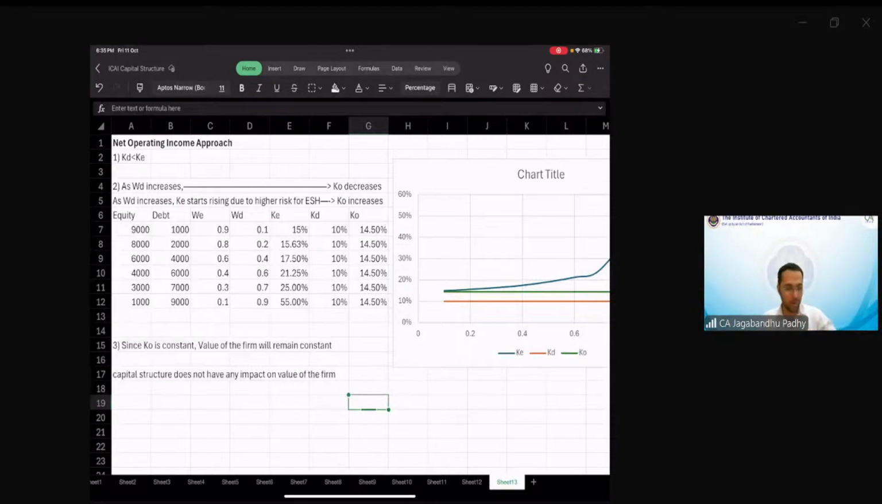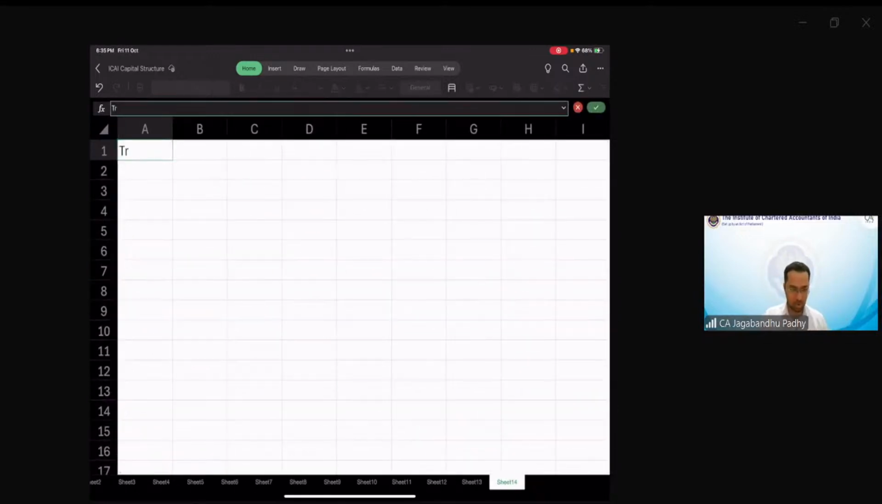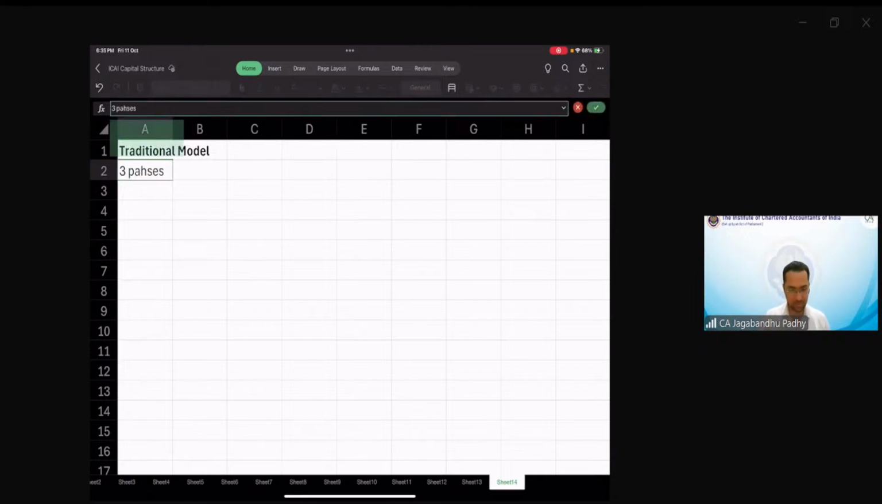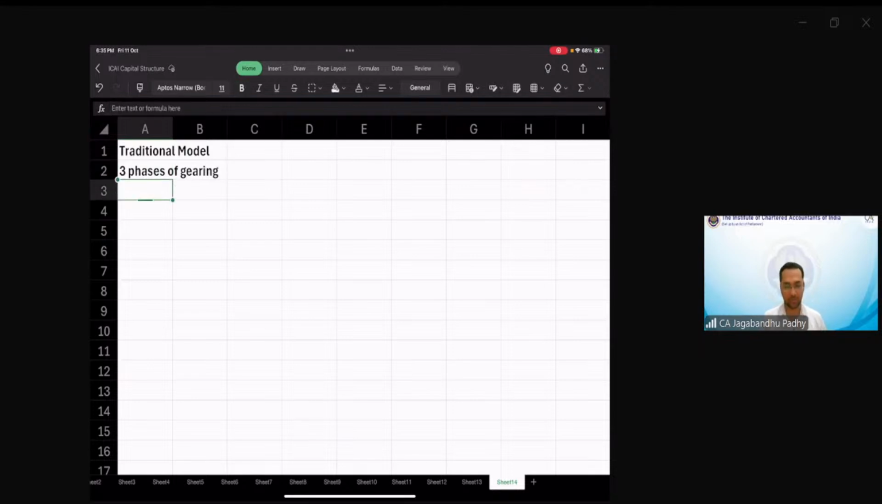No. Up to a certain point, the bank will have a threshold that this much amount we can give you at a particular rate. Beyond that, we will also charge you a higher rate of interest. And that's where we have our third model called the traditional model. So in this traditional model, there will be three phases of gearing.